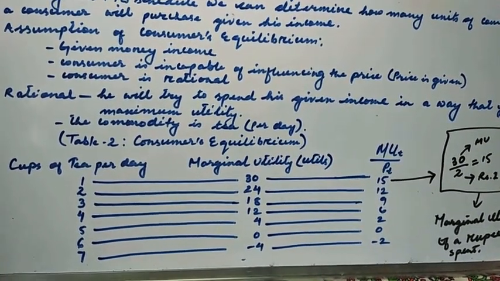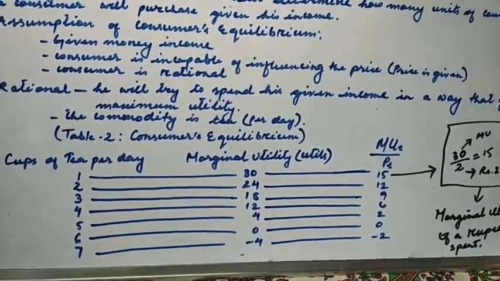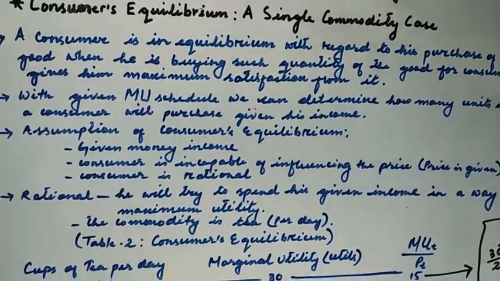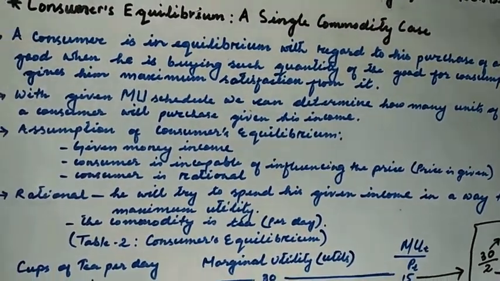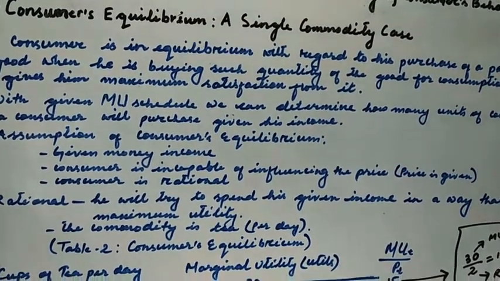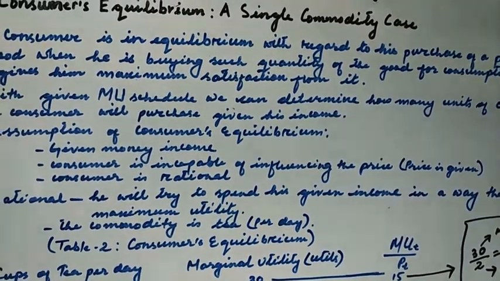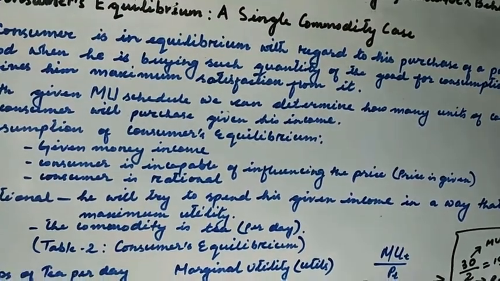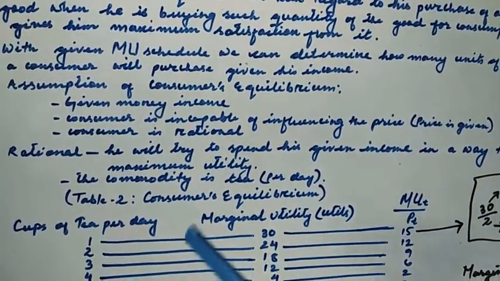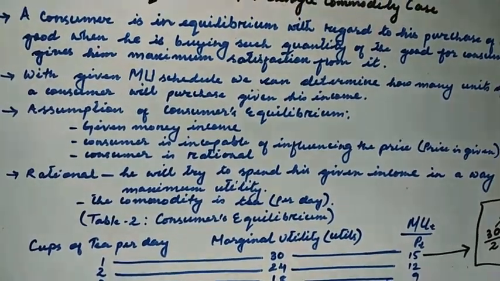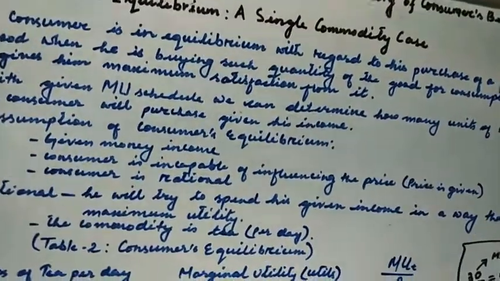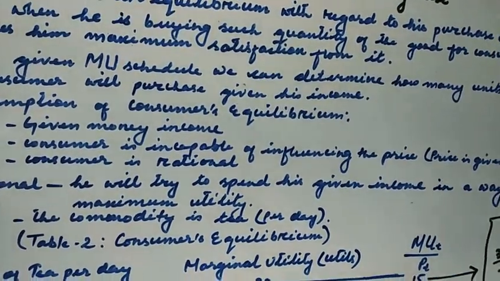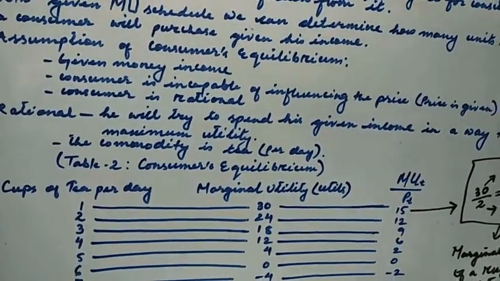We have said that price here is given and it is fixed. So let us assume that the price of tea is rupees 2 per cup. When the price of a cup of tea is given, how many cups of tea will a consumer consume per day, or what will be his equilibrium point of consumption of that commodity, that is tea? The assumption is that the price remains constant no matter how many cups of tea per day he buys.